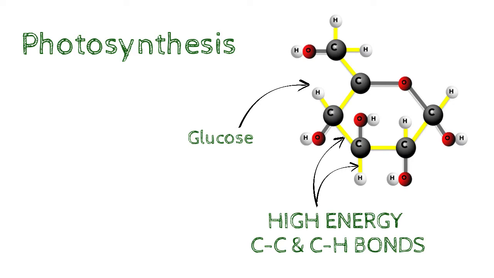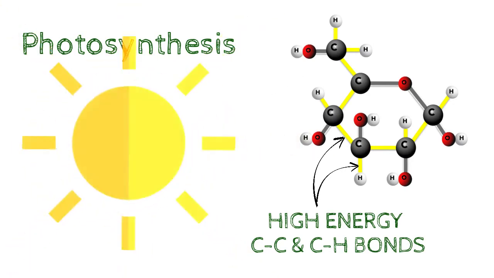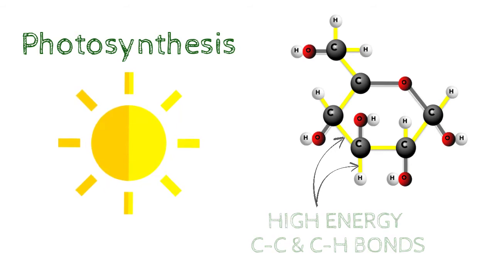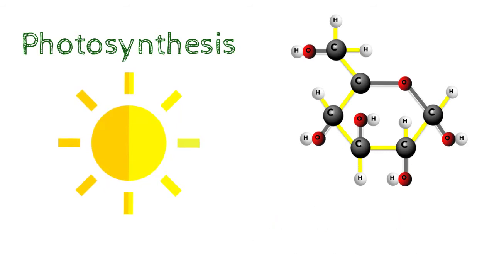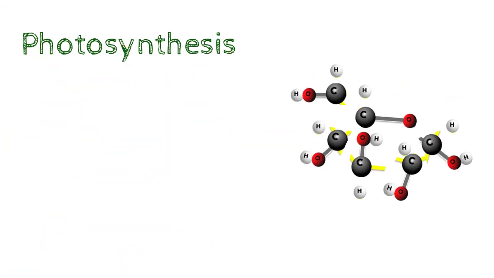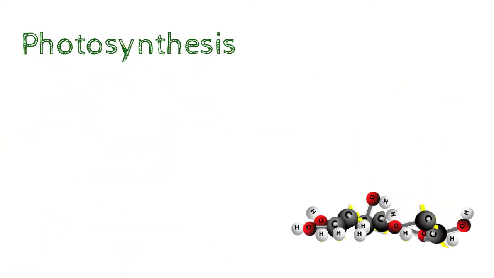The energy in glucose's high-energy bonds has to come from somewhere, and that's why plants need sunlight. In order to make the high-energy bonds in glucose, the plant transforms sunlight energy into chemical energy. Without sunlight, the plant cannot get the energy needed to build the bonds in glucose.